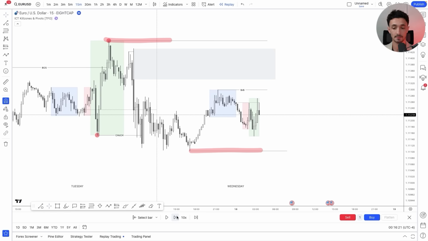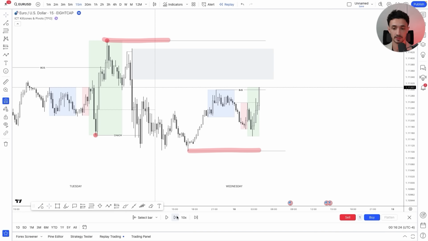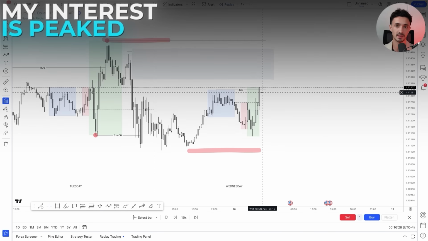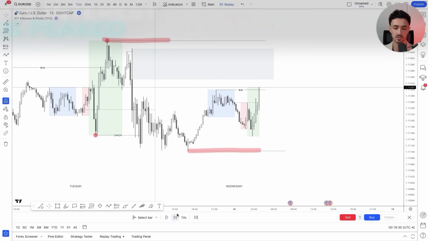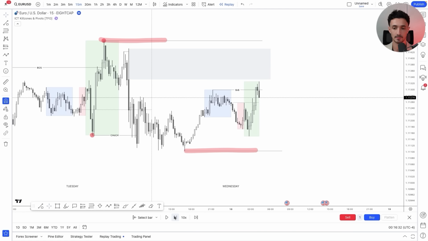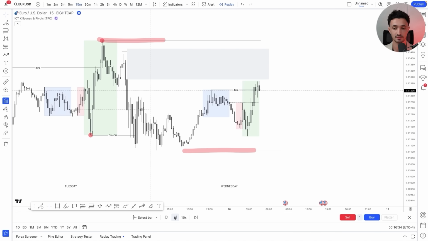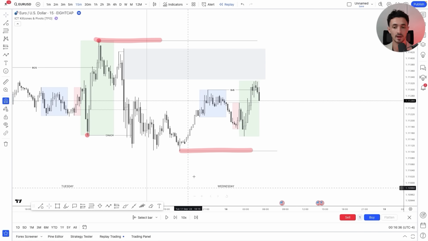So we play price, we're waiting at this point, we're waiting at this point. Okay, so now Asia has been manipulated. So now my interest is peaked. My curiosity is peaked. What's going to happen next? Price gives a little bit of rejection, another rejection, still nothing for me at this point, still nothing. I need to wait for this.